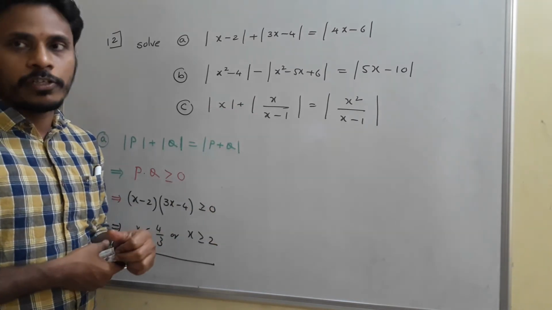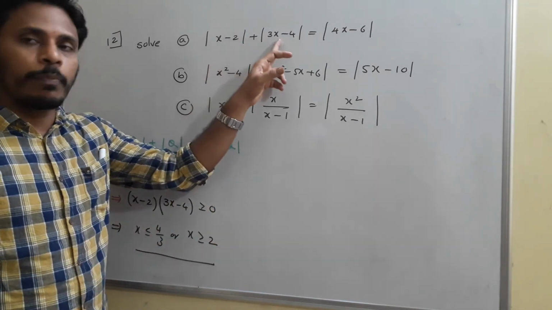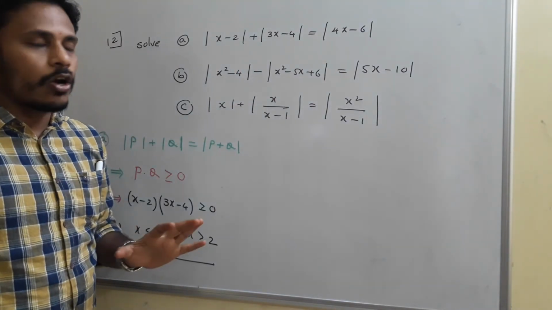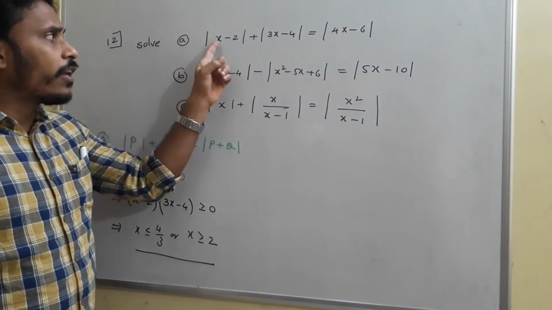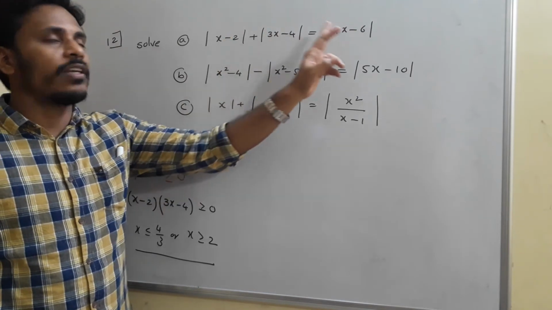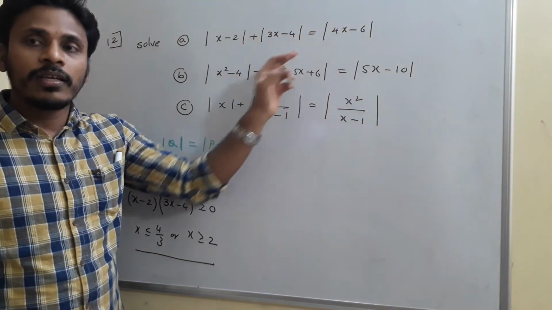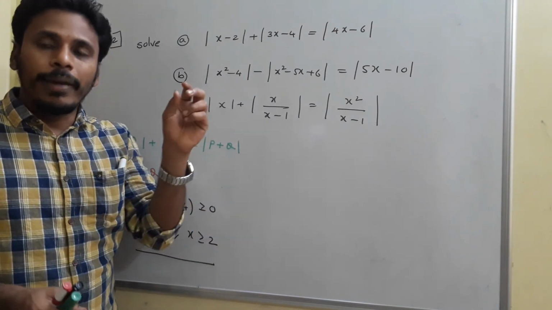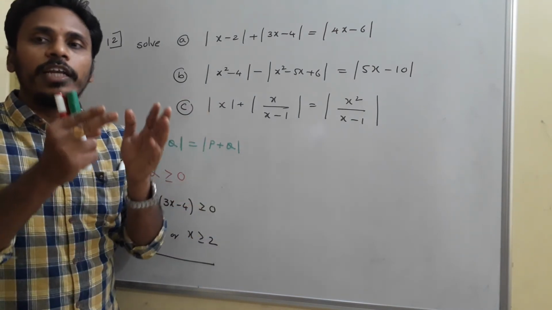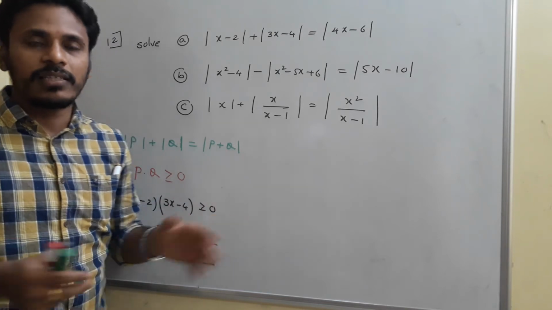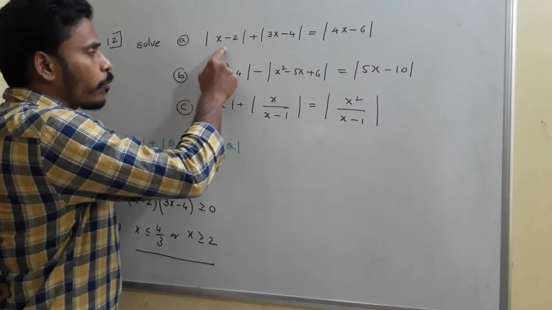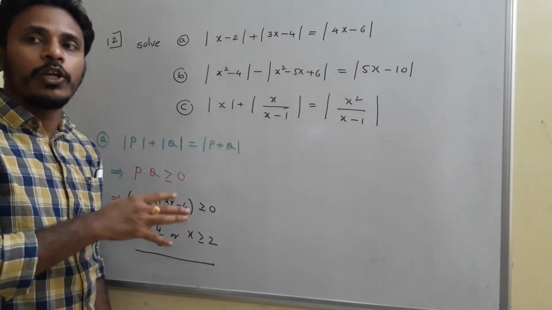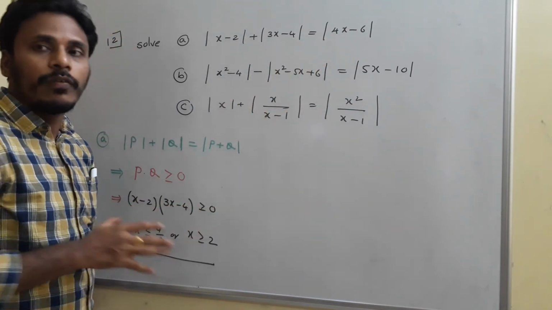First of all, look at the first problem: |x − 2| + |3x − 4| = |4x − 6|. Suppose there is no pattern between these three expressions, we solve this by splitting the number line into different regions. By using critical points, we need to divide the problem into three cases, according to where each expression is positive or negative, and then we will solve.